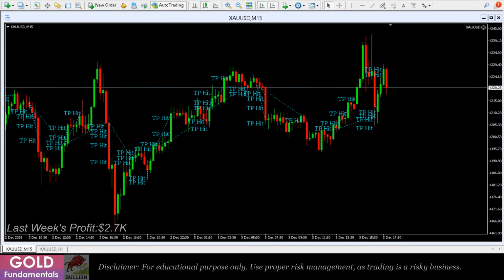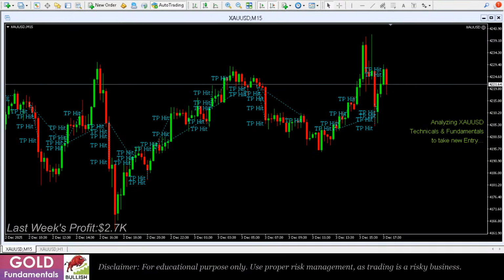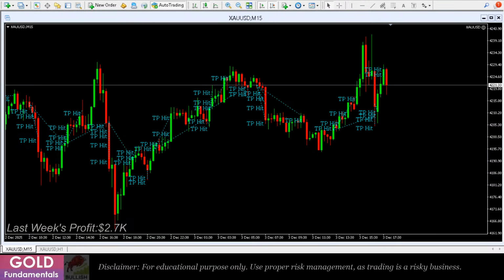One key aspect of the gold-yen correlation is their inverse relationship with the US dollar. When the dollar weakens, both gold and the yen typically strengthen. This happens because a weaker dollar makes gold cheaper for holders of other currencies, increasing demand.